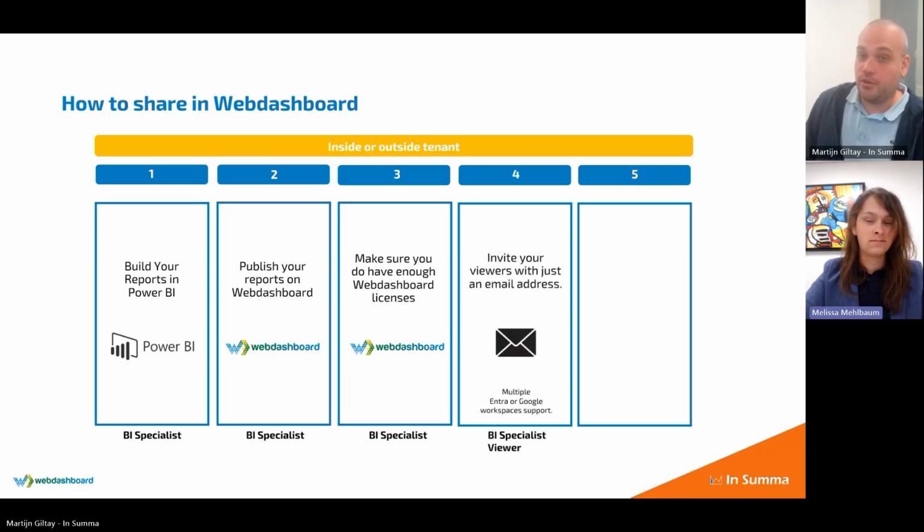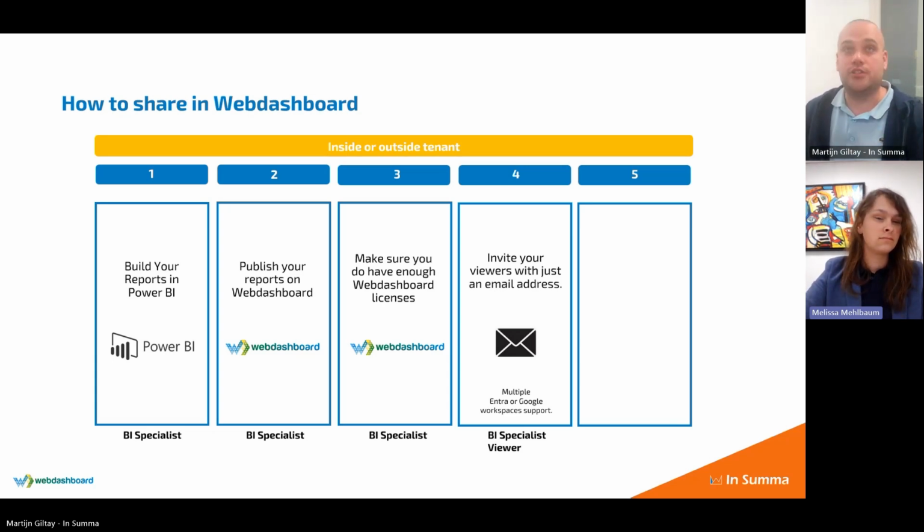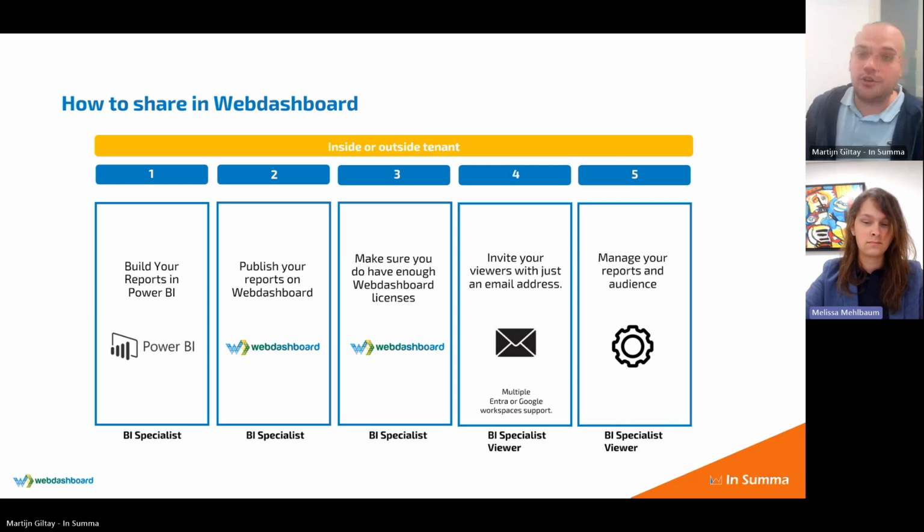Then when that's done, invite your viewers with just an email address. So if the email address has an email box, that's enough. We also got the option to use Entra to make a coupling with Entra or with Google Workspace. And even on top of that, you can also add multiple ones. So if you have customers that all use different Entra or Google Workspaces, you can combine them and also combine them with just email address users. So that's very powerful, I guess. And then you manage your reports and audiences, and the people are able to view their reports.